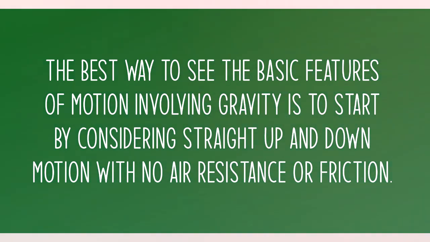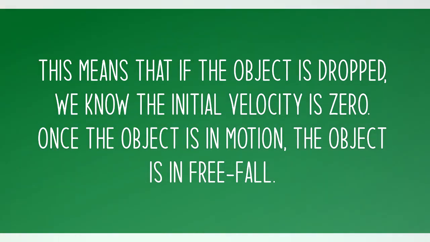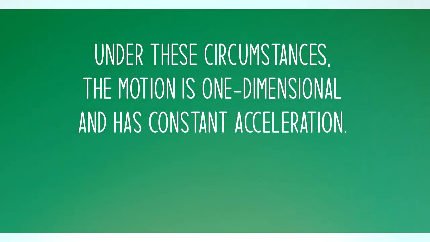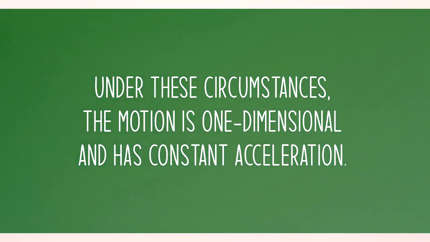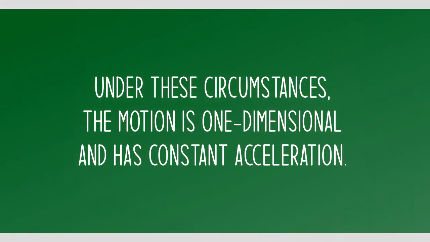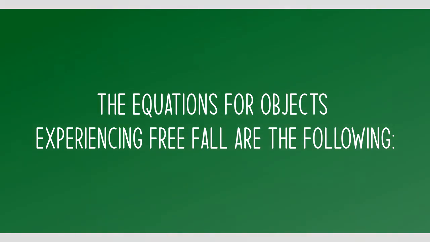The best way to see the basic features of motion involving gravity is to start by considering straight up and down motion with no air resistance or friction. This means that if the object is dropped, we know the initial velocity is 0. Once the object is in motion, the object is in free fall. Under these circumstances, the motion is one-dimensional and has constant acceleration. The equations for objects experiencing free fall are the following.